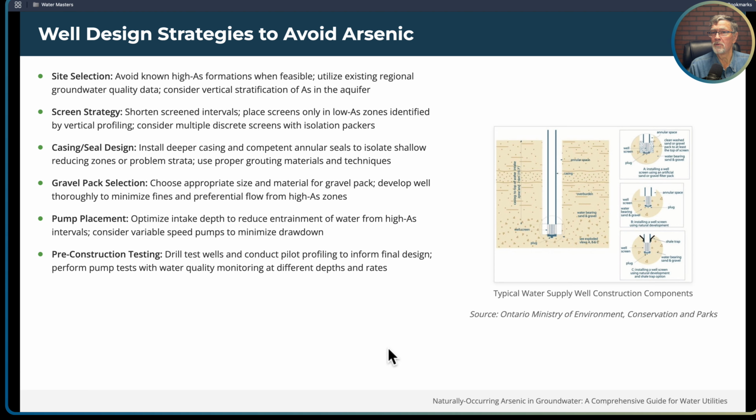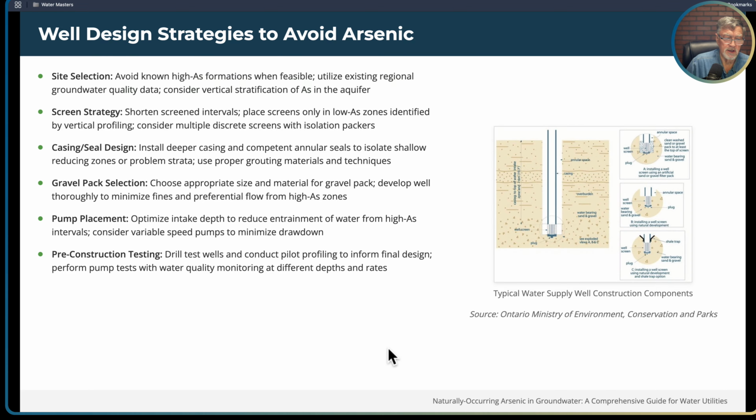So you really want to be smart about how you design the well. Gravel pack selection, pump placement. The pump placement can make a difference where you're drawing from and doing your testing. Some pump testing on the well before you finalize construction is going to be important for that and determining where you're placing your pump.